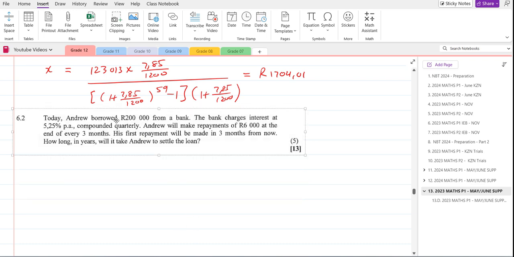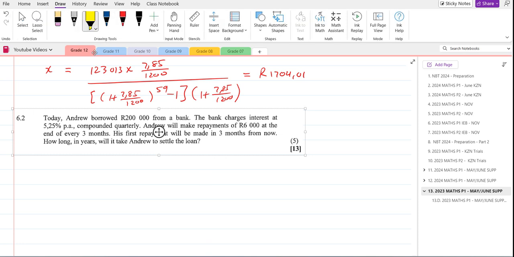Today Andrew borrowed 200,000 from a bank. The bank charges interest at 5.25% per annum, compounded quarterly. Very important, compounded quarterly. Right? Andrew will make payments of 6,000 at the end of every 3 months. So that's already quarters, right? So he's already paying every quarter. His first repayment will be made in 3 months from now. In other words, in the first quarter. How long in years will it take Andrew to settle the loan?